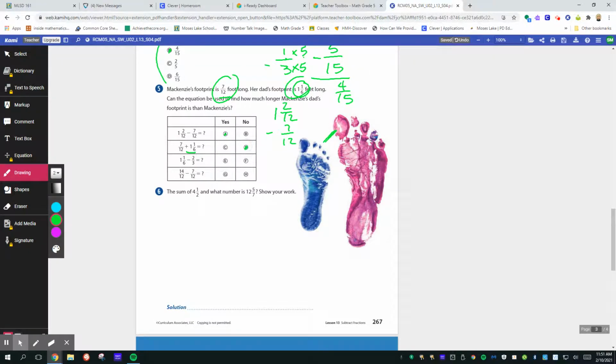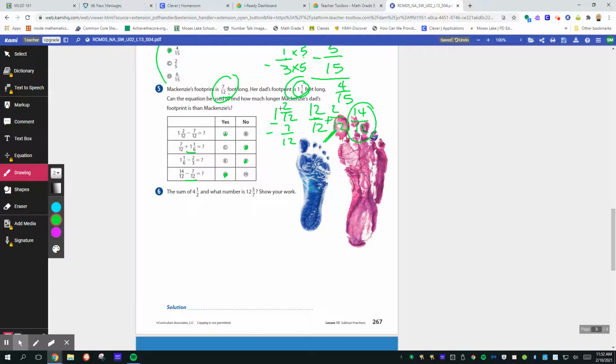No. Can we go 1 1/6 minus 2/3? Where are they getting 2/3 from? 7/12 is not the same as 2/3, so I'm going to say no. Can we use 14/12 minus 7/12? Well, let's take a look at that. What is 1 equal to in 12s? 1 is equal to 12 twelfths, plus 2 twelfths is 12 plus 2, which is 14 twelfths. So we can say 14 twelfths minus 7 twelfths. Yes.